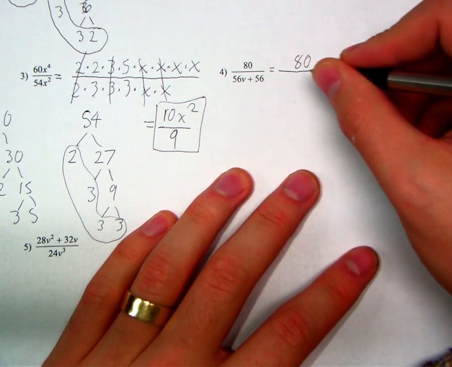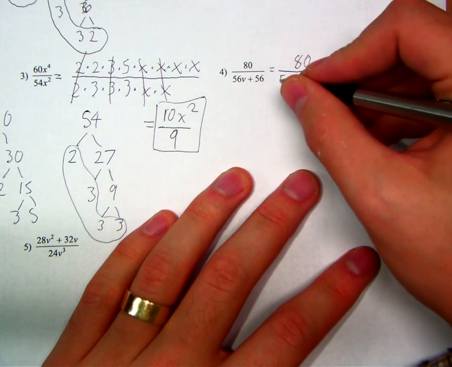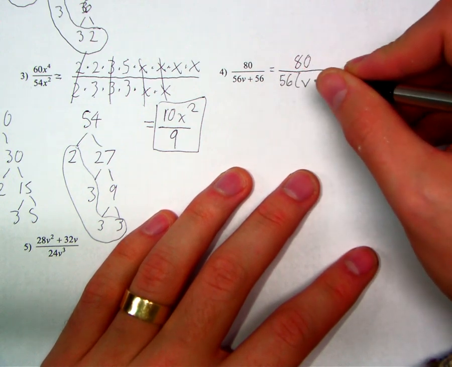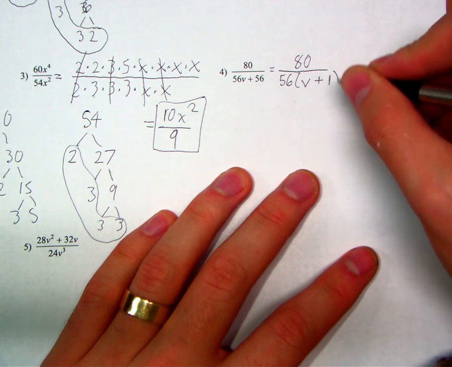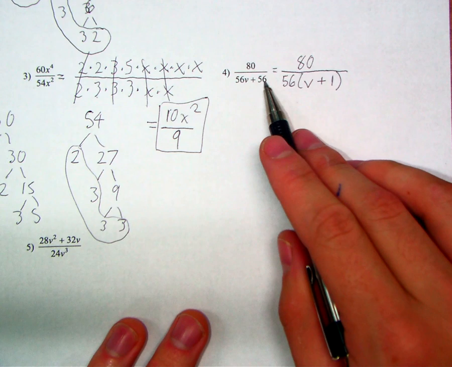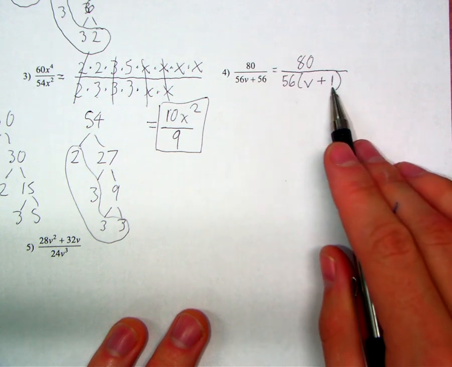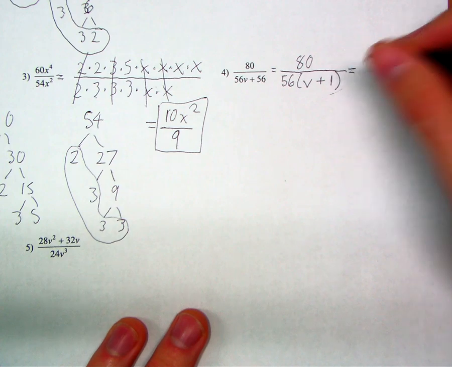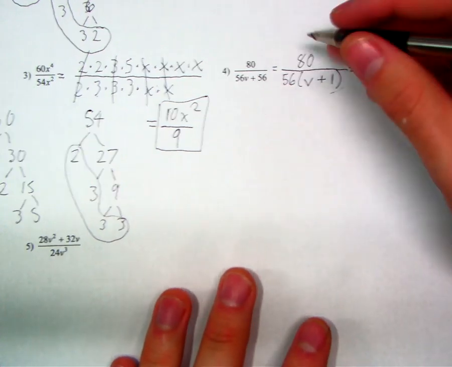So I'm not breaking up the top yet. You can take the GCF out. Now there's a 56 in both sides, right? So I'm going to take that 56 to the outside, and if I divide 56 out of both terms, I've got v plus 1 left. Okay, so here's my greatest common factor. Now I'm going to try to break up my factors.